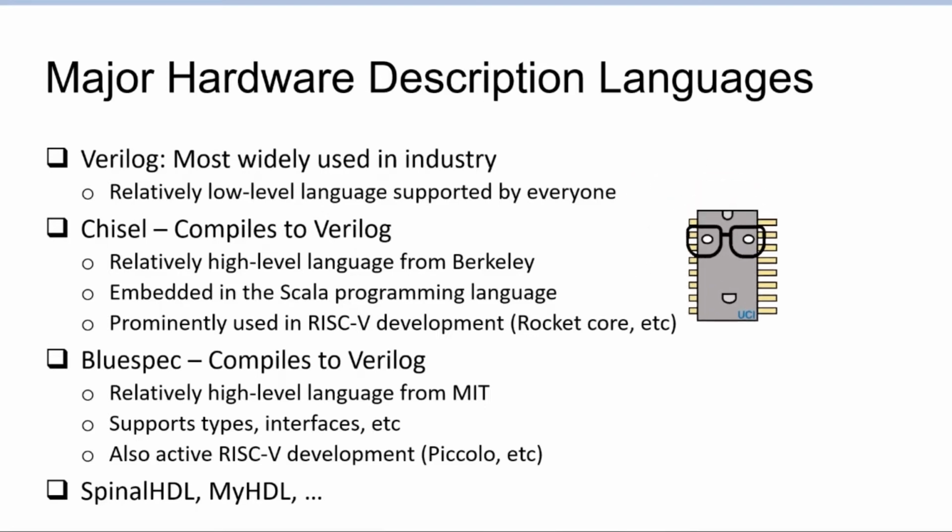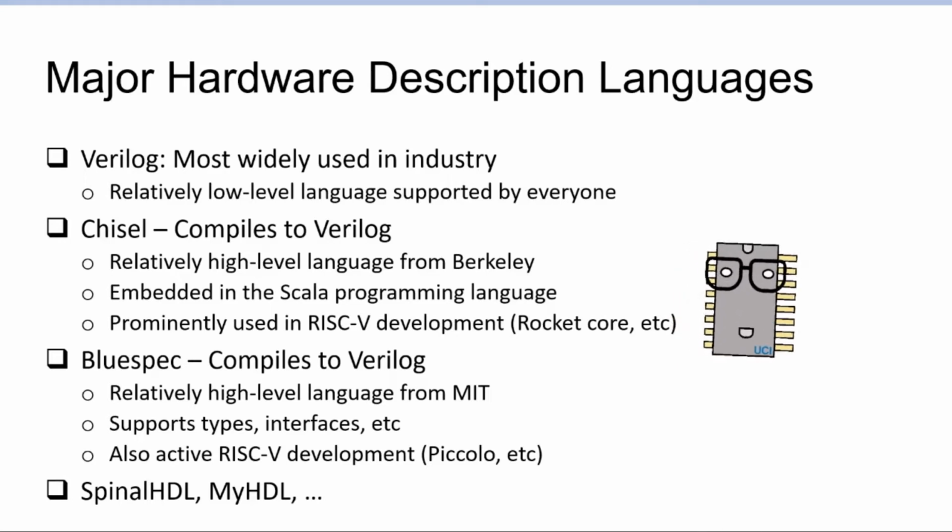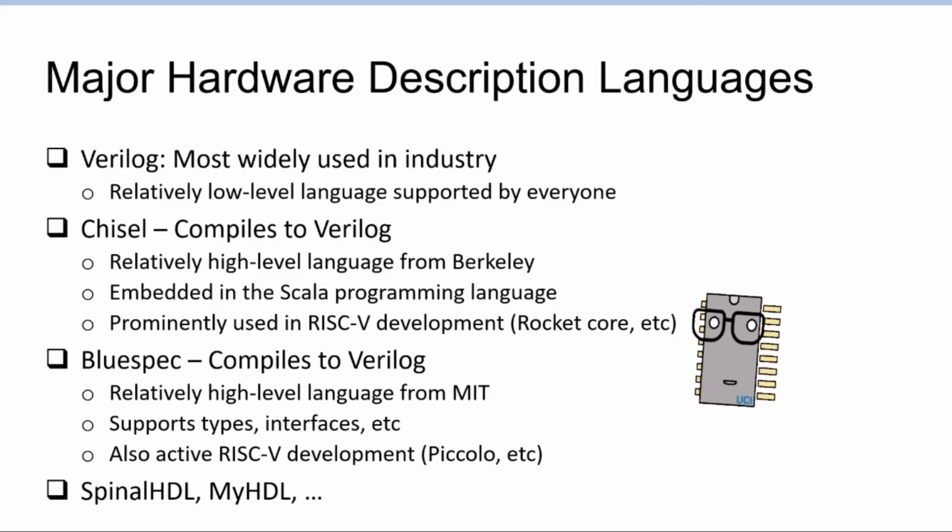Other languages, some higher level languages, include things like Chisel, which is a Scala-based high-level language which compiles to Verilog. It is a relatively high-level language from Berkeley. It's embedded in the Scala language, and it's prominently used because RISC-V, at least initially, was driven heavily by the people at Berkeley. It is prominently used in RISC-V development. Things like the Rocket core, etc., are mostly designed in Chisel, I've been told.